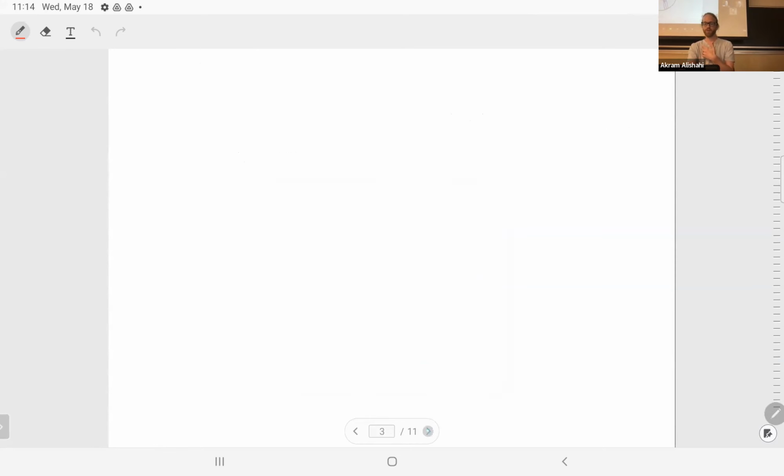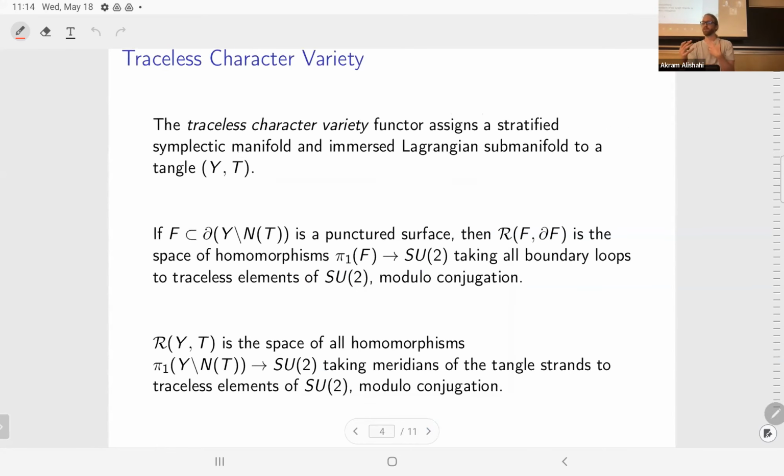Okay, so somehow we're going to get a Legendrian submanifold. Where's that going to come from? Well, first we're going to start with the symplectic side of things. There's something called the traceless character variety, and it works like this. Basically, it assigns to a pair of a 3-manifold and a tangle in it a stratified symplectic manifold, whatever that means, and an immersed Lagrangian submanifold in that symplectic manifold. You don't have to worry about the stratified adjective too much. Just think of the symplectic manifold. But the point is, if I give you a tangle in a 3-manifold, I get a symplectic manifold with an immersed Lagrangian inside of it.